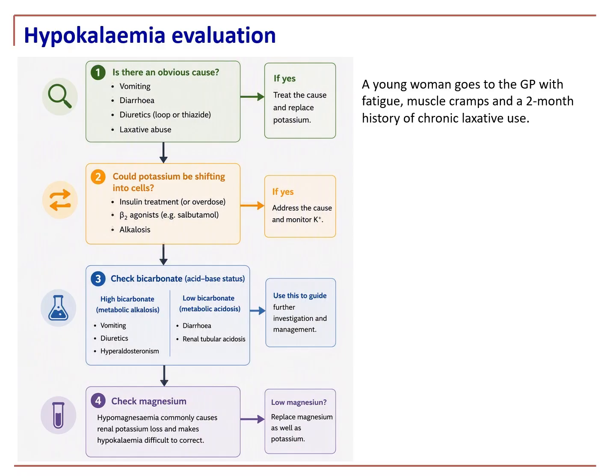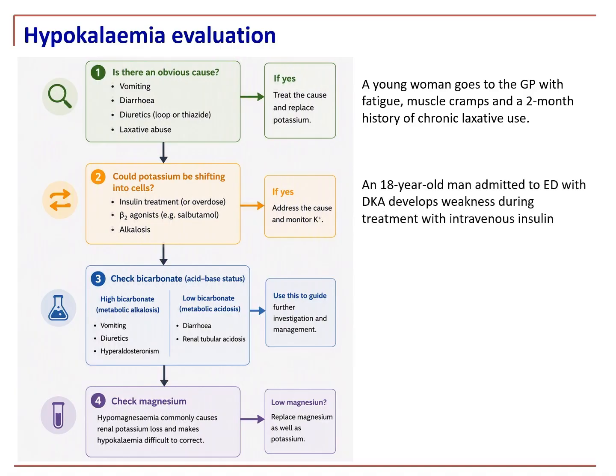Stage two, not all of this hypokalemia represents potassium loss from the body. Sometimes it's present, but it's been redistributed. And that's what we're thinking about in this case. So let's have a think about this patient, an 18-year-old man admitted to ED with DKA, diabetic ketoacidosis, develops weakness during treatment with intravenous insulin. So what's happening? He's developed weakness. He's being treated with insulin for his DKA.